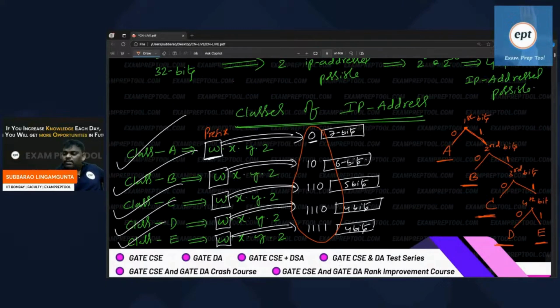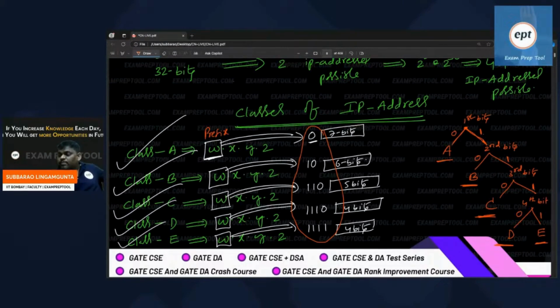I cannot make that many IP addresses as one group. It is very difficult to manage 4G IP addresses. Let's divide them into different classes: class A, class B, class C, class D, class E. How do we identify the class, sir? By seeing the prefix. Prefix means the first few bits of the first octet in every IP address.